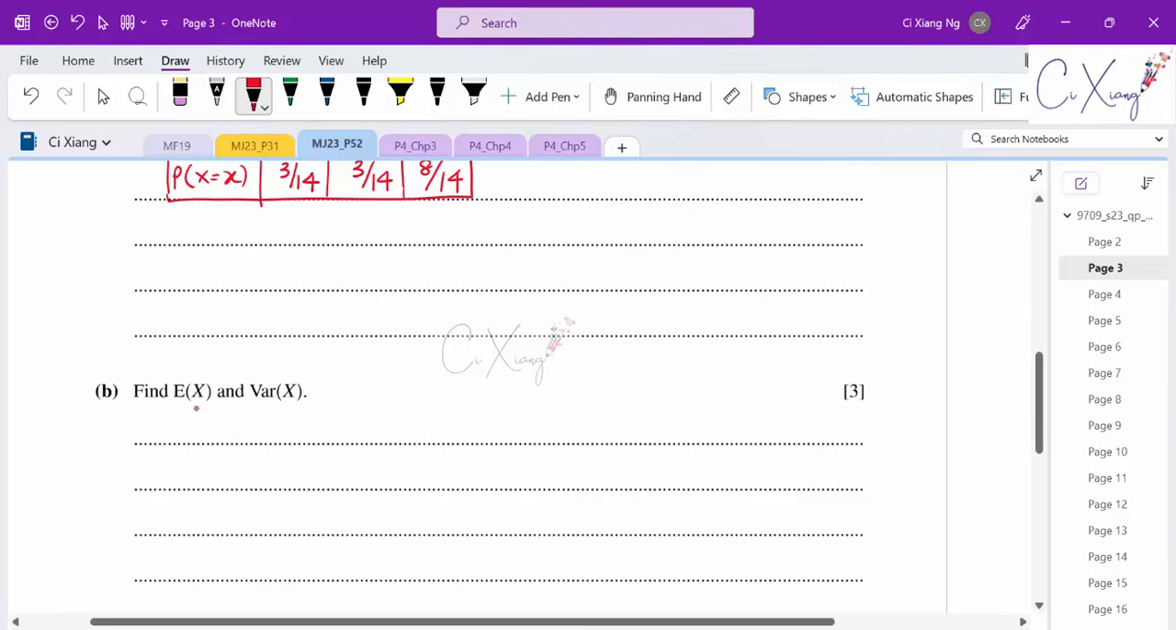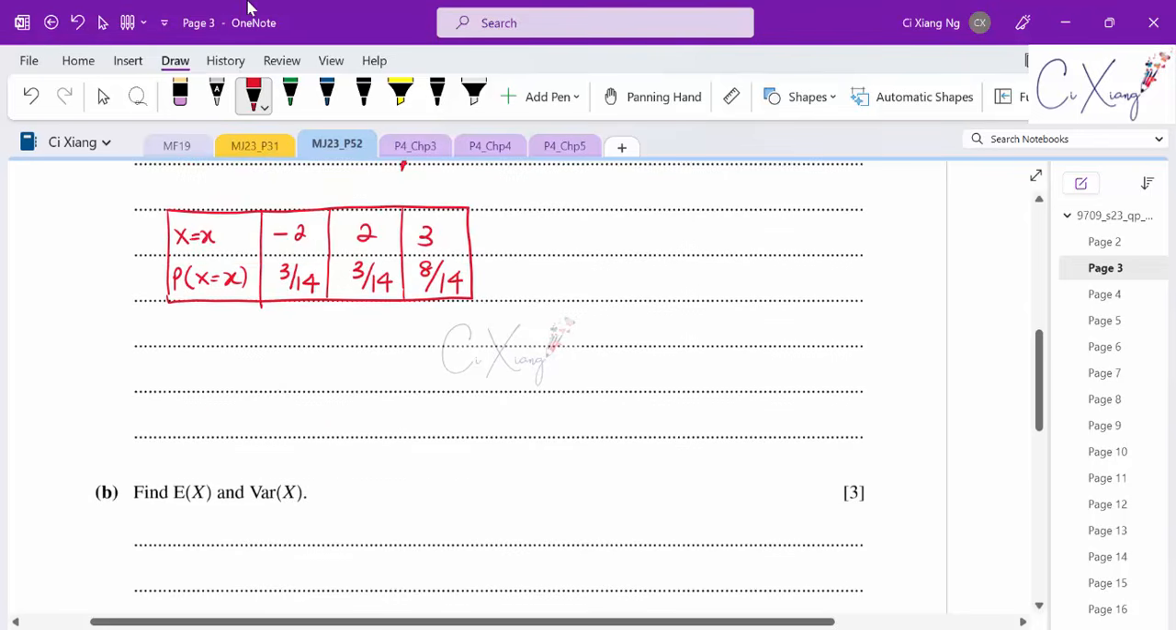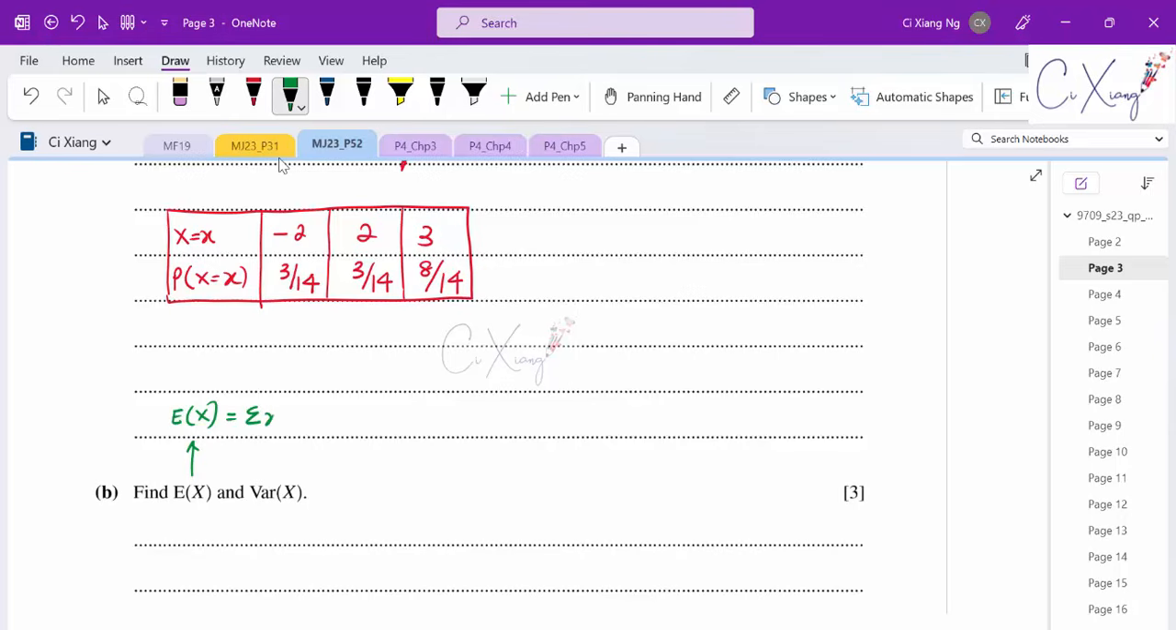Okay, so for the second part, they want us to find the expected value of x and also the variance of x. For your information, to find the expected value of x, the formula is the summation of x multiplied with p. So according to the table that you drew just now, you need to take x multiplied with p. As an example, the first value of x is -2. You have to multiply it with the probability here. So I have -2 multiplied with 3 over 14.